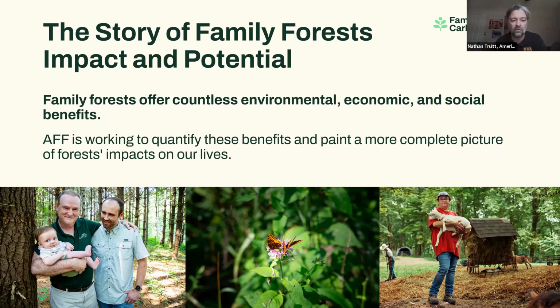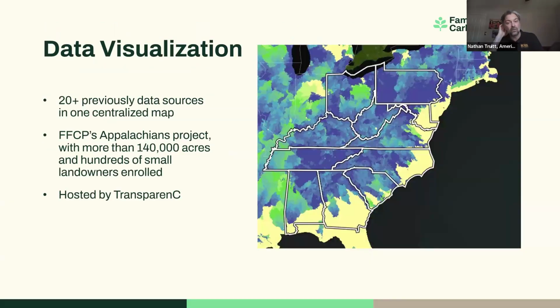So what we've been doing is trying to figure out how you begin to tell the story comprehensively of those other values. And the first step, we believe, is through data visualization. So we have partnered with Transparency to create a tool that compiles more than 20 previously disparate data sources into one centralized map, and then allows you to overlay our project areas on those various maps. So you can see how different aspects of our projects interact and influence these important other forest values.